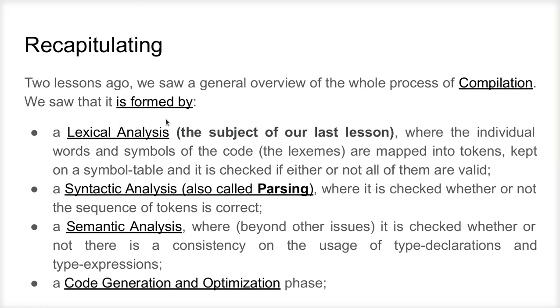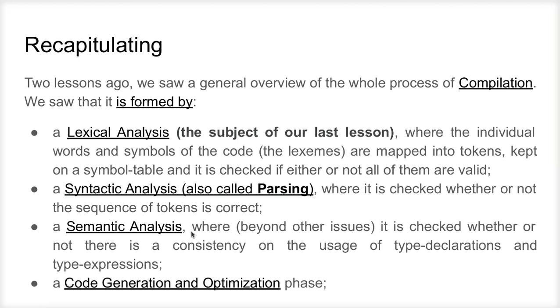We saw that it is formed by a lexical analysis, that was the subject of our last lesson, where the individual words and symbols of the code, the lexemes, are mapped into tokens kept on a symbol table, and it is checked whether or not all of them are valid. A syntactic analysis, also called parsing, where it is checked whether or not the sequence of tokens is correct.